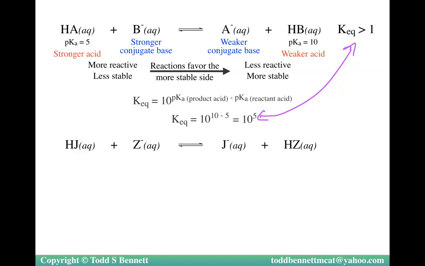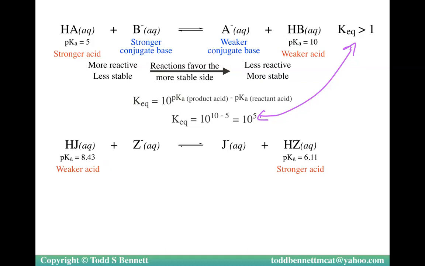HJ, again, random letters. A and B don't mean anything. J and Z don't mean anything. They're not elements. I have to be given some information. So now my pKs are a little more specific. 8.43 and 6.11. 6.11 is lower, so HZ is a stronger acid. 8.43 is higher, that's the weaker acid. So weaker acid with a higher pK, stronger acid with a lower pK. I already went through all this before, so if you want, you can just say stronger to weaker. I'm done. I know it has to go backwards.